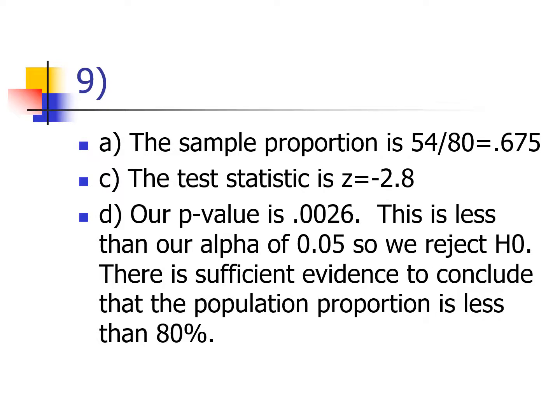We already observed the test statistic was negative 2.8. We already observed that the p-value was 0.0026. That's less than 0.05, so we reject the null hypothesis at the 0.05 level. What does that mean? It means there's sufficient evidence to conclude that the population proportion p is less than 80%. So that's just practicing the motions. Let's try it in the context of a word problem, which is probably more like what you would see on a test.